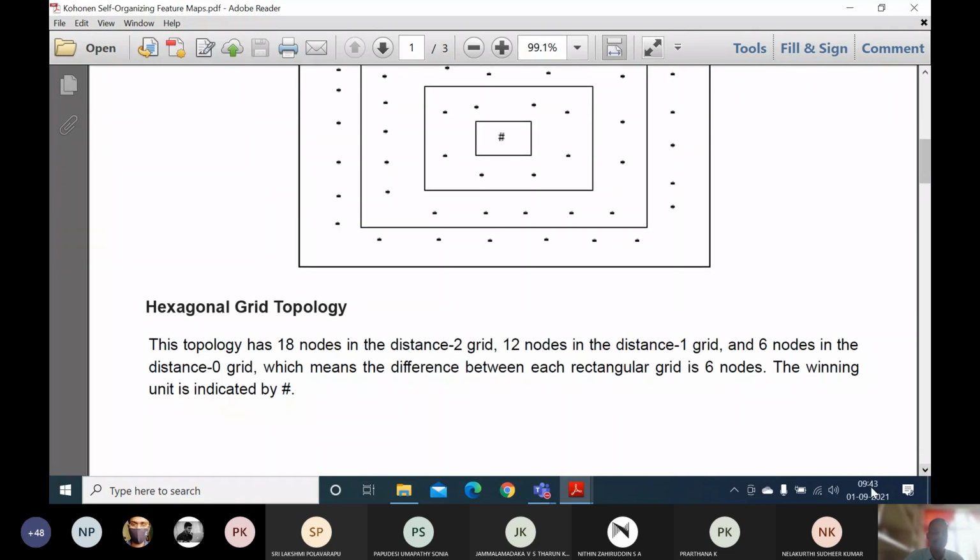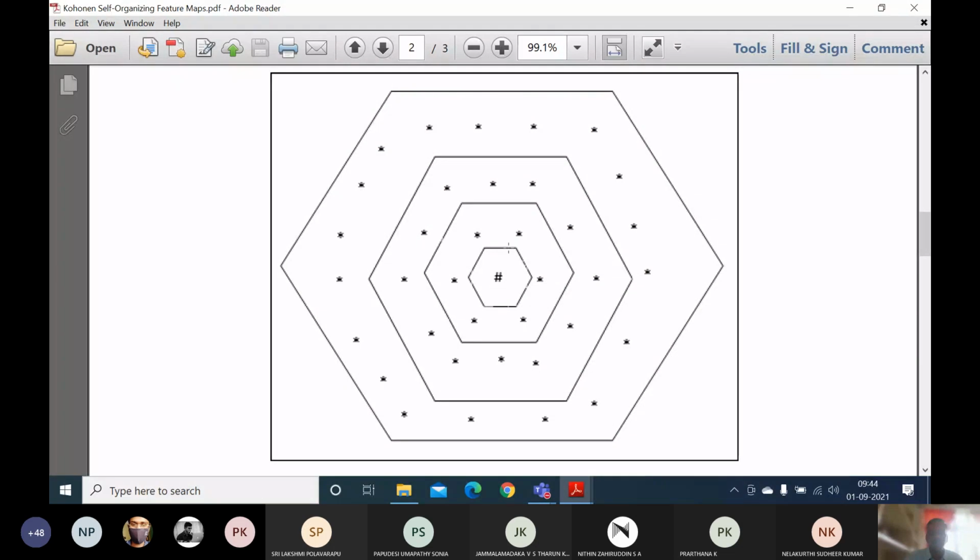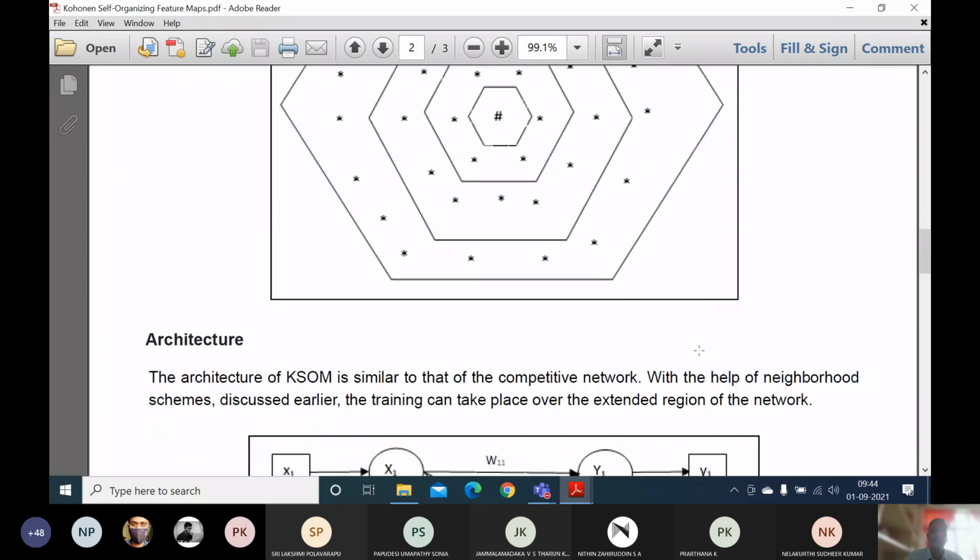In the case of hexagonal grid topology, there are 18 nodes in the distance 2 grid, 12 nodes in the distance grid 1, and 6 nodes in the distance grid 0, which means that the difference between each grid's node count is 6. You can see 18, 12 and 6. It is in multiples of 6, and the winning neuron is indicated by the hash symbol. See here, this is the winning neuron. So this is grid number 1, I have 6, this is grid number 2, I have 12, and this is grid number 3, I have 18 neurons. Is it clear?